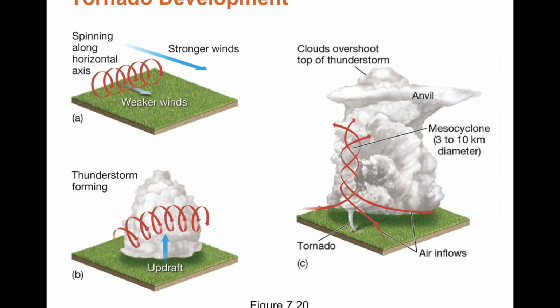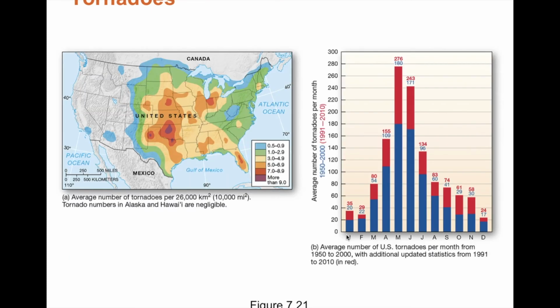Now, tornadoes develop because stronger winds override weaker winds and create a rotation. And that rotation can lift in the updrafts and become a tornado out of a thunderstorm. Tornadoes are very prevalent in the central plains of the United States. Oklahoma actually has the largest amount of tornadoes in the entire world per square mile. Texas also has pretty high amounts of tornadoes.